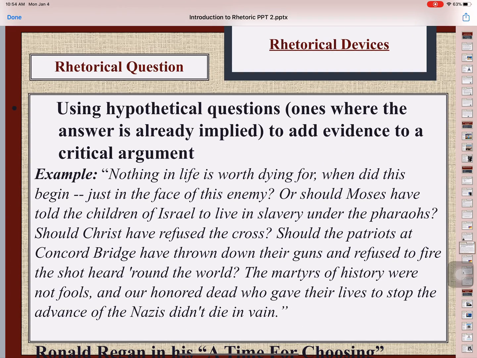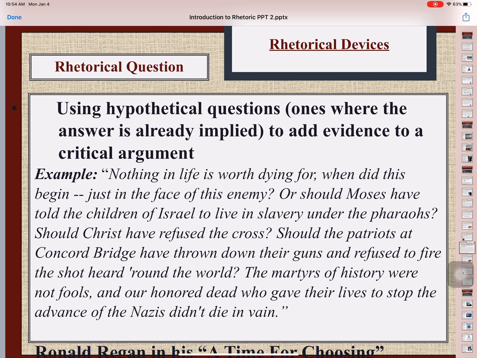Rhetorical questions. Do I exist solely to repeat myself, right? Using hypothetical questions, ones where the answer is already implied, to add evidence to a critical argument. We're putting these parts of our notes into our guided reading handout. Here's an example. Rhetorical question. So not eliciting a response, one that's implied, okay? Nothing in life is worth dying for. When did this begin? Just in the face of this enemy?